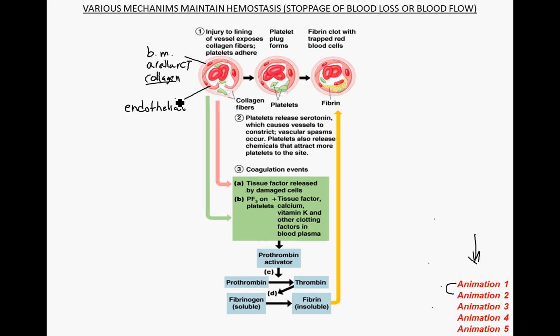So in the blood vessel then you see this white area, and that white area is the plasma. These are red blood cells. And then the green things here are platelets or thrombocytes.